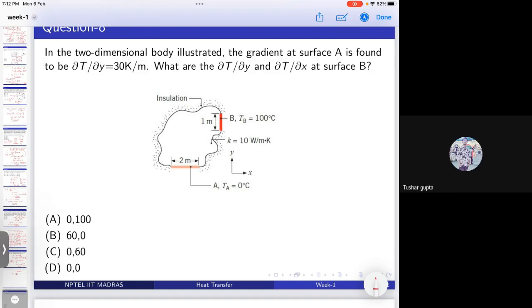Sir, is the answer C? The answer is, yeah. The answer is D. Did anybody else get this answer?